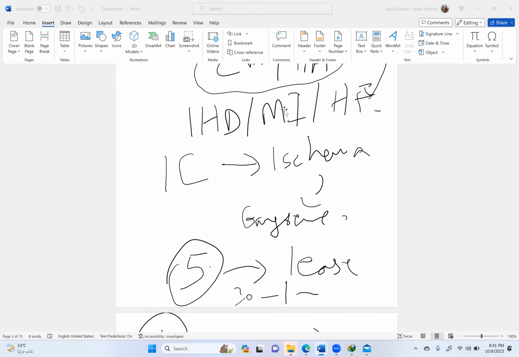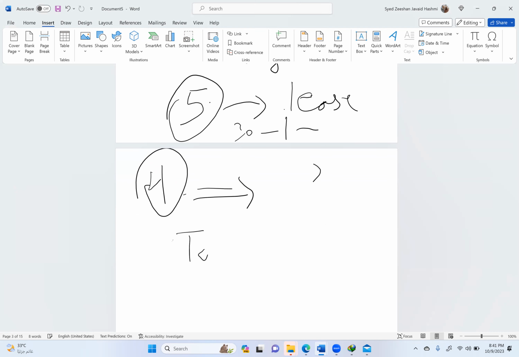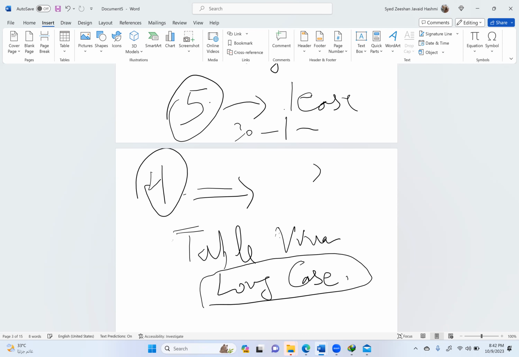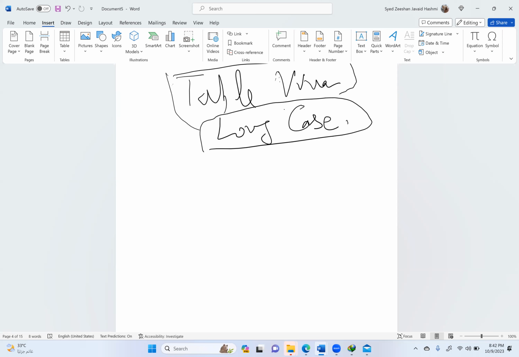No, listen, remember one thing. Let me clear to you the strategy which I'm telling you: it is for table Viva at the moment. Though the same strategy is there for the long case, in the long case you are asking the questions. And in table Viva, you are just telling that we will be evaluating on the basis of history, examination, and relevant investigation. So your question is how we can speak out for, let's take myasthenia gravis, for instance.